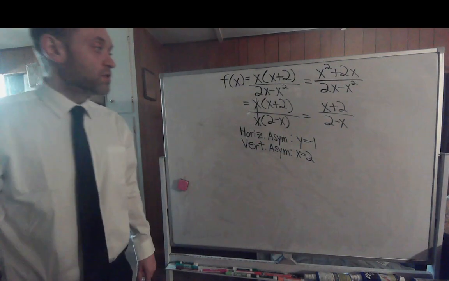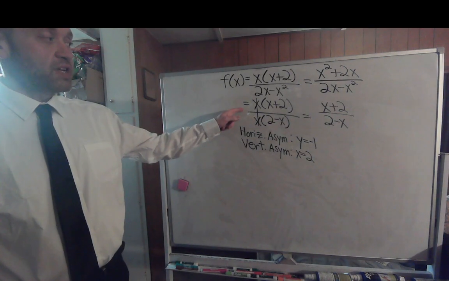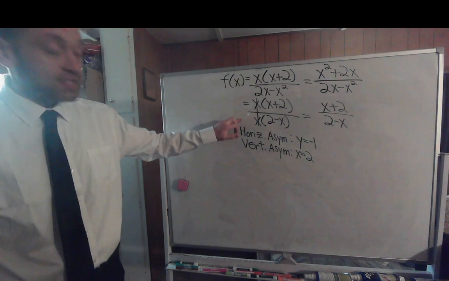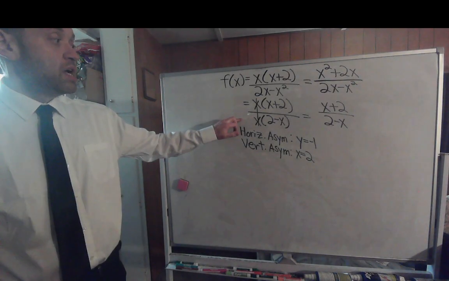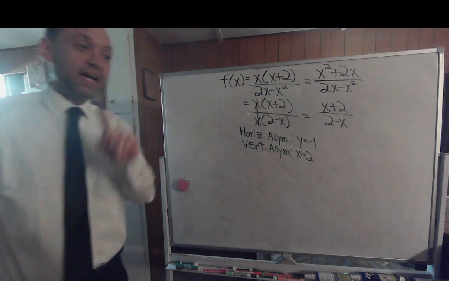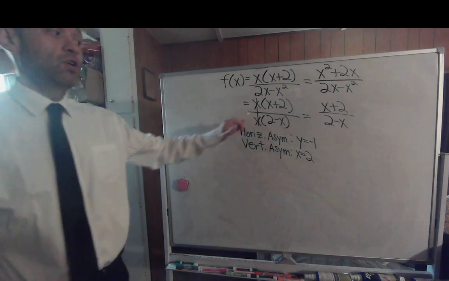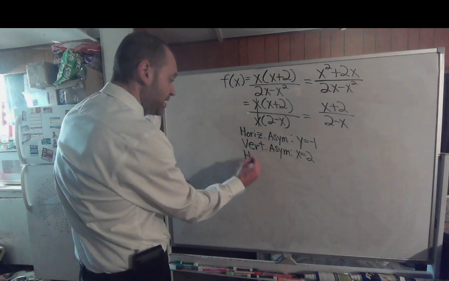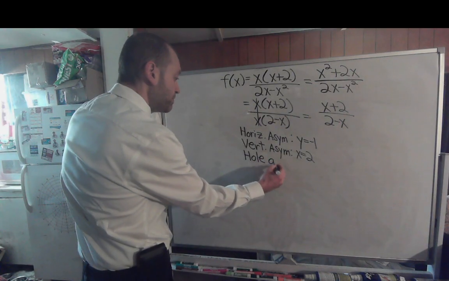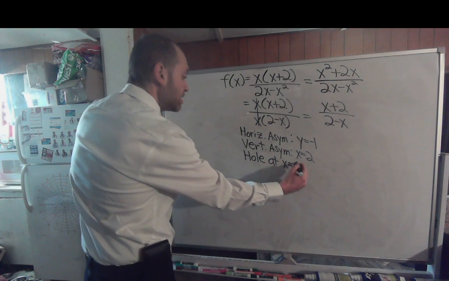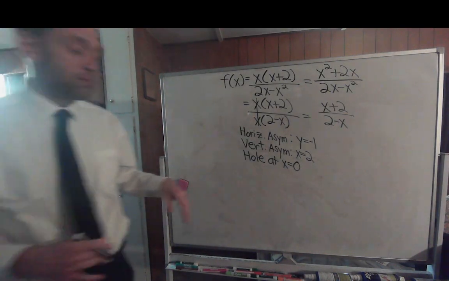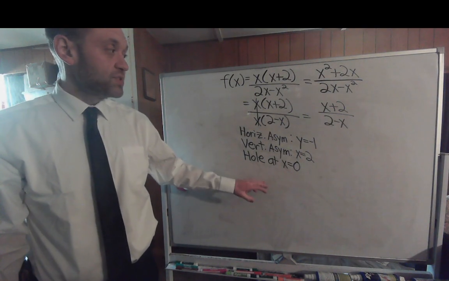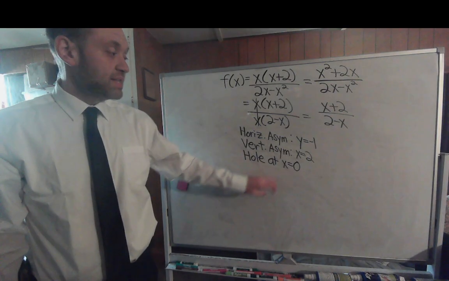You have to defer to the original. You can even defer to the original factored form before you canceled out the x's. Though the x's divided out, you don't have a full-fledged asymptote at x equals 0. You have what's called a discontinuity. You have a hole at x equals 0. It's literally just one piece where it's not defined. So when x equals 0, that's not defined.